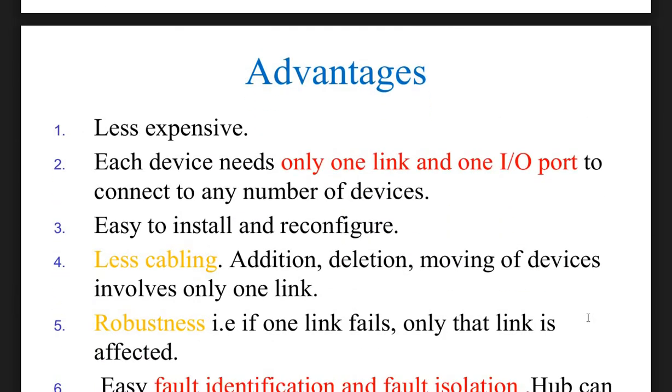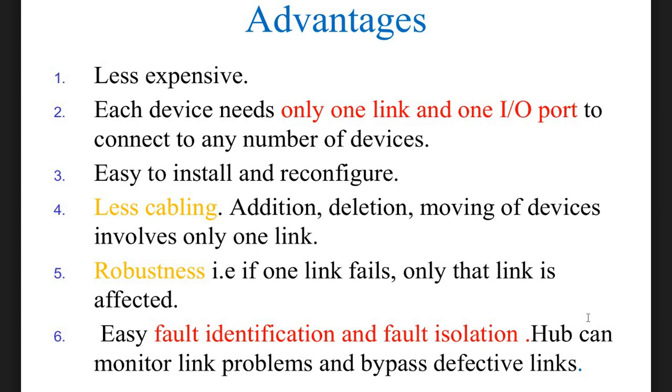What is the advantage? Advantage is important, right? The star topology advantage is that it is less expensive and very simple. One hub you need, and one IO port is needed. Only that is more than enough to create the star topology. Each device needs only one link and one IO port to connect to any number of devices. Any number of devices you take, only one link and one IO port is needed. That is more than enough.